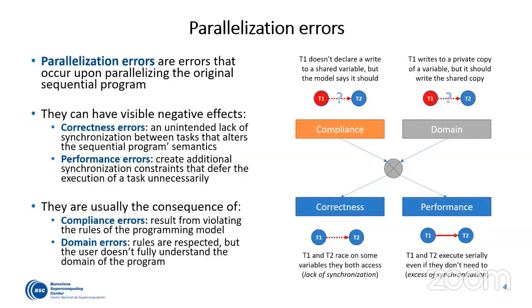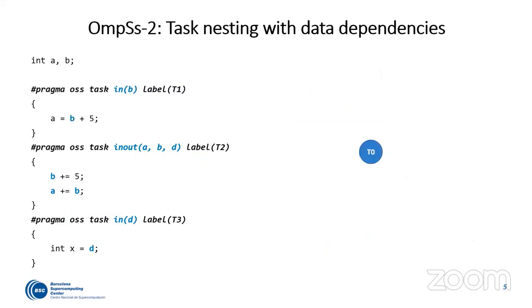We now proceed by explaining the OmpSs-2 model and its rules, by also introducing the compliance errors associated to it. Everything in OmpSs-2 is a task, including the main entry point of a program, named T0 in the example. If a task is a child of another task, then it will execute after the parent has started executing. This is represented by a started dependency in the example.